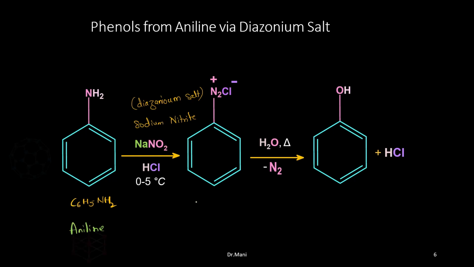Remember, this is called benzene diazonium salt. The formula will be C6H5N2Cl. Always remember the benzene will be C6H5, and whatever is here, you will write N2Cl.